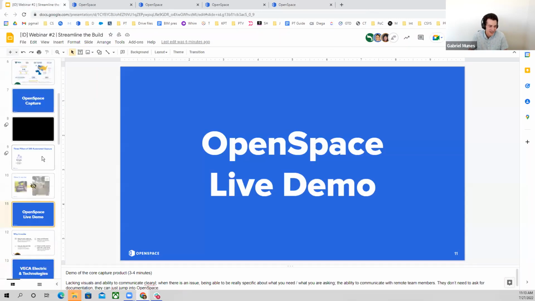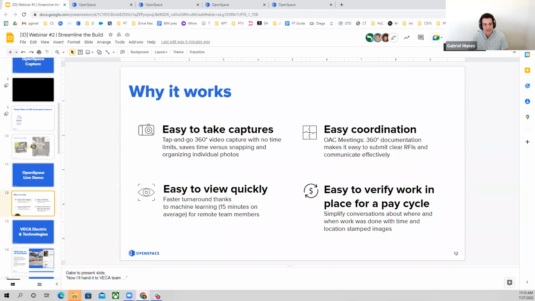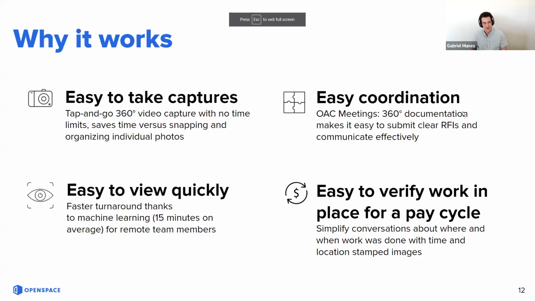And now I'm going to do a quick summary here of why we see customers adopting OpenSpace, right? So the tap and go nature of the captures, versus snapping photos and having to organize them into folders by date and timestamp or by file names, right? So the ease of gathering the data and then the speed at which you're able to view it. About 15 minutes after the captures are uploaded, you can see all of your data. And then, just the ability to communicate with it, right?